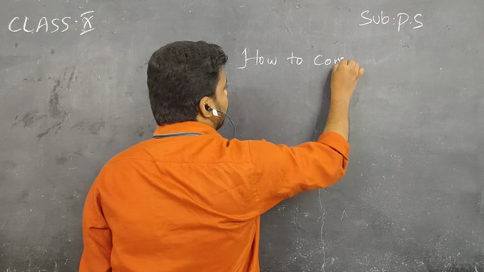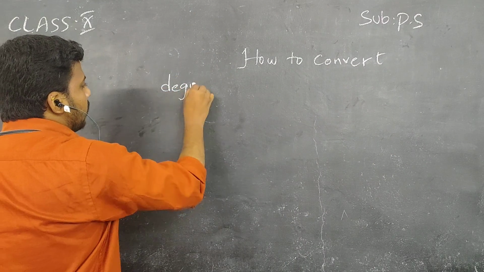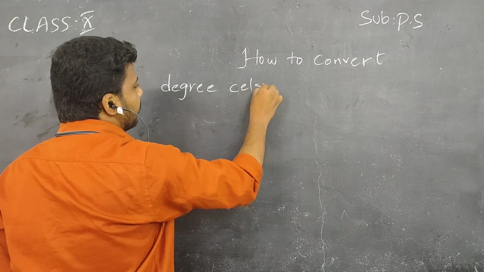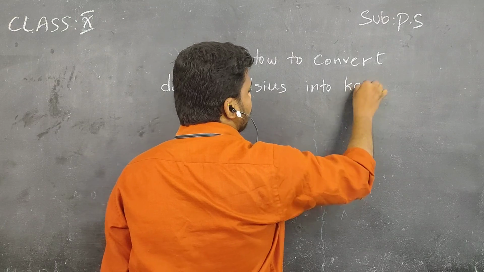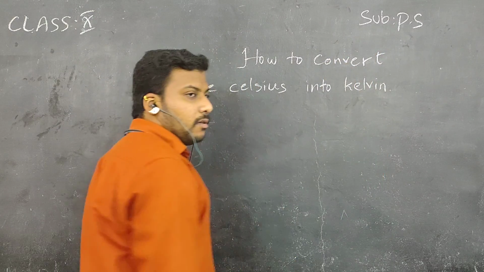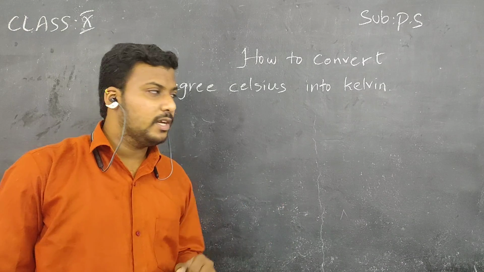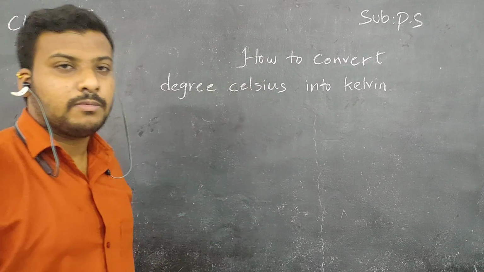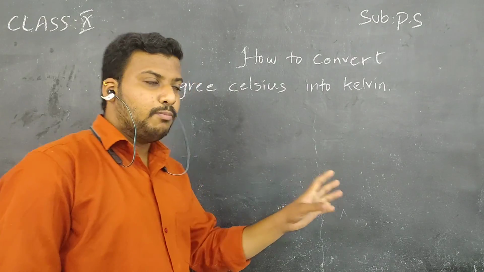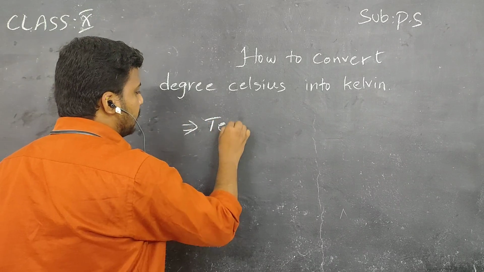How to convert degrees Celsius into Kelvin. So children, this is the important question, one mark. Very easy, sir. So how to convert degrees Celsius into Kelvin? There is a formula, children, that is temperature in Kelvin.